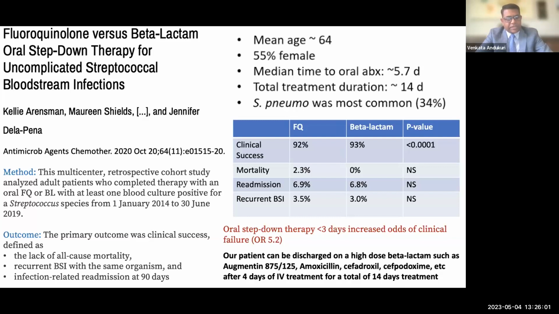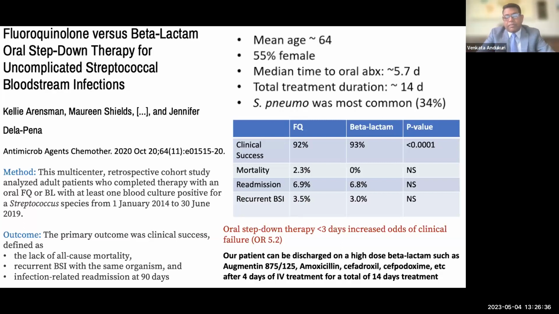This is a multi-center retrospective cohort study that analyzed adult patients who completed therapy with an oral fluoroquinolone or beta-lactam with at least one blood culture positive for strep species. In fact, 34% of these strep species were strep pneumo. The primary outcome was clinical success, defined as lack of all-cause mortality, recurrent bloodstream infections with the same organism, and infection-related readmissions at 90 days. The mean age was 64, and 55% were female.